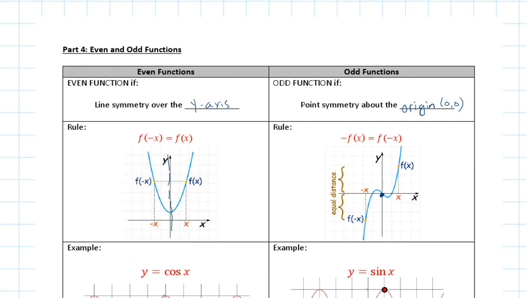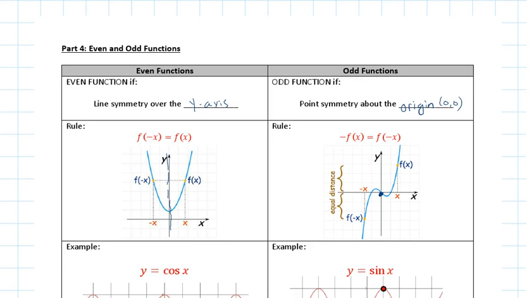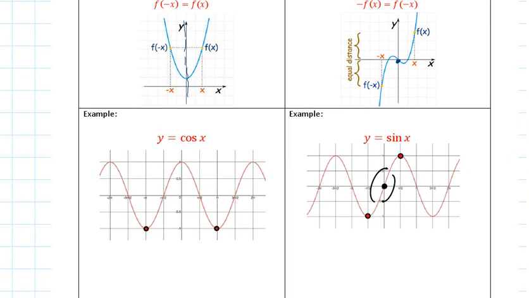So if I'm looking at the cosine function, you see that there's a line of symmetry at the y-axis, at x equals 0. So there is a line of symmetry. So that's why cosine x is considered an even function. And the sine function has a point of symmetry at the origin. Okay, so it's symmetrical at the origin. Now let's test it.